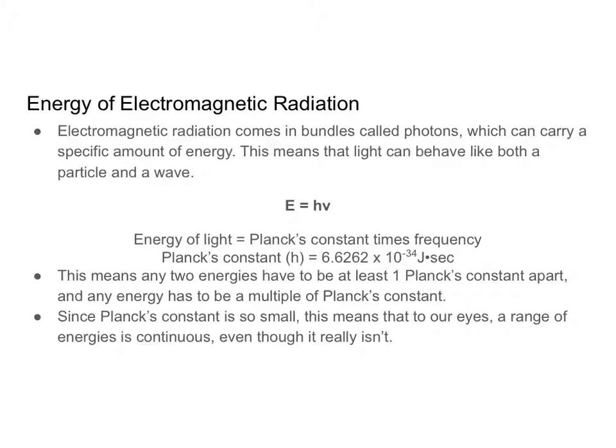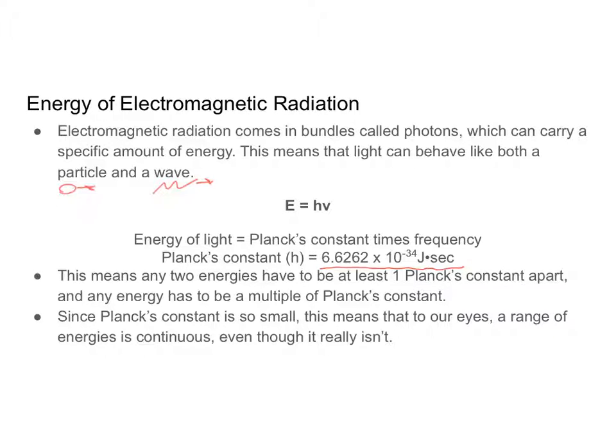The formula that Max Planck came up with had to do with photons. Electromagnetic radiation comes in photons, which carry a specific amount of energy. That allows us to see the fact that light can behave both as a wave and a particle moving in the same direction. With that in mind, we are able to calculate the energy of electromagnetic radiation using something called Planck's constant, which is 6.626 times 10 to the negative 34 joule seconds.